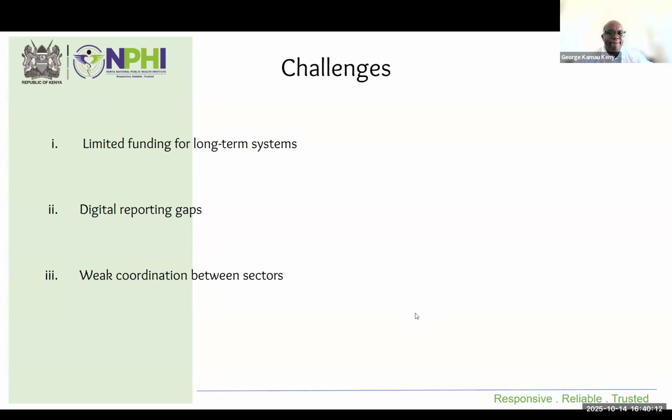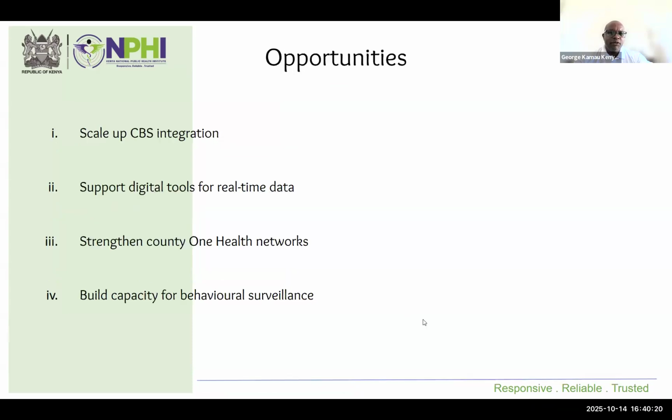And next slide. Opportunity, we have to scale up the community-based integration. We need to support digital tools for real-time data. And then we need to strengthen county One Health networks because we need to have a One Health approach where we look at the animals, we look at the environment, and we look at human health. So we need to look at everything in a One Health aspect, and then the other opportunity is build capacity for behavioral science, where we can even engage the anthropologists.